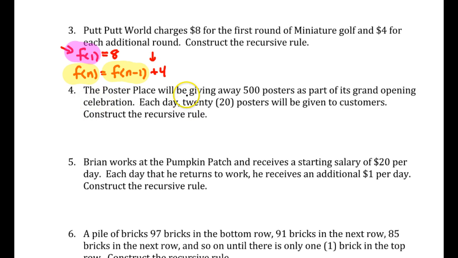So number 4, we're starting off with 500 posters. So our start, f of 1, our beginning day, day 1, we're going to have 500 posters. And the next day, or each day, we're going to have however many posters we had left over on the previous day, f of n minus 1, that's the previous day, minus 20 more. So it's kind of like saying today I'm going to have however many I had yesterday minus 20, because I'm going to give away 20 more. We'll have 20 less than whatever we had yesterday.